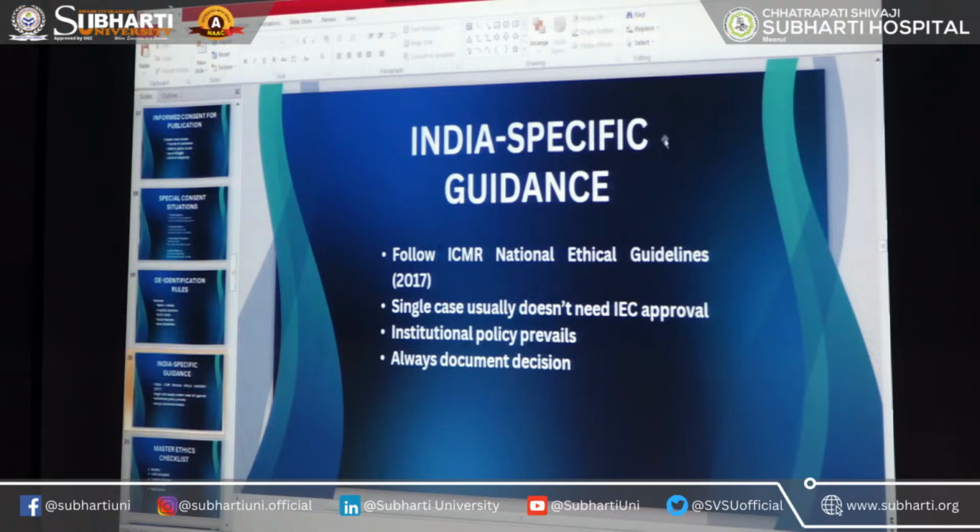Now, as per ICMR, in 2017, ICMR came up with new national ethical guidelines. So usually, if we are going for a single case, we don't need to get an IEC, ethical committee approval. Okay. Usually, if the institution that you're working in has an ethical committee, their approval matters in a single case, and always document the decision.